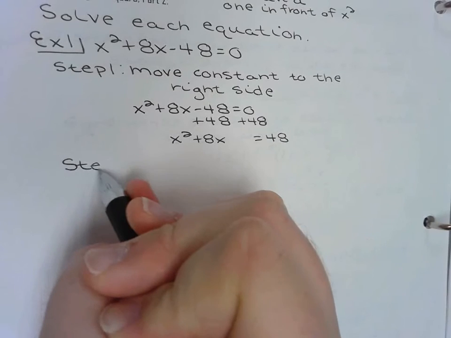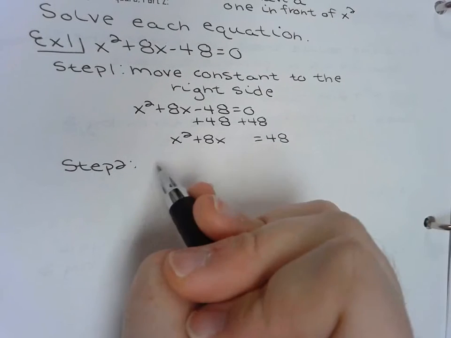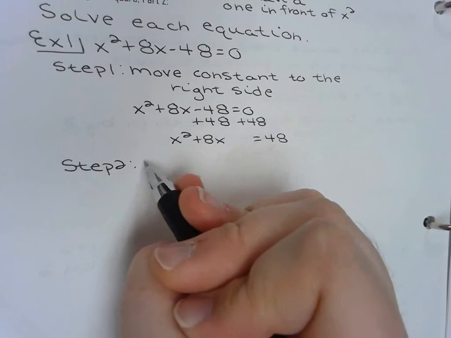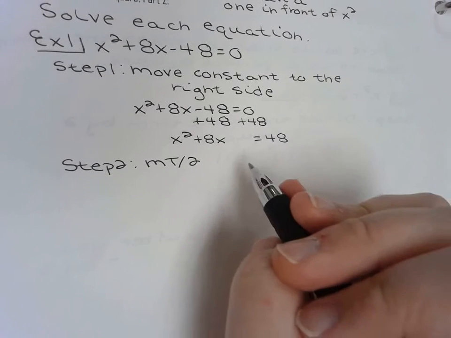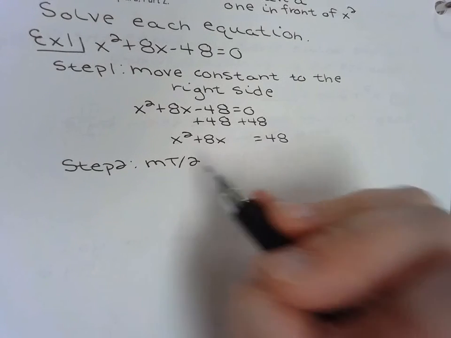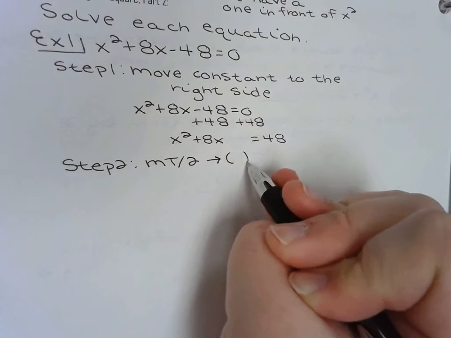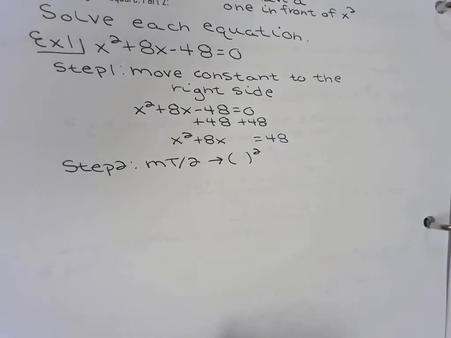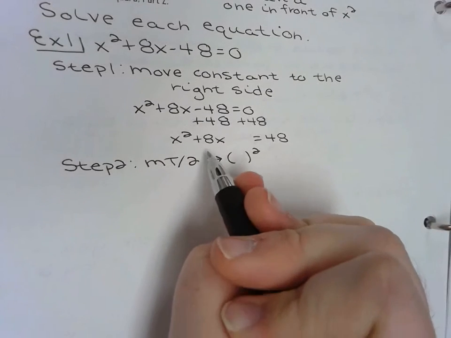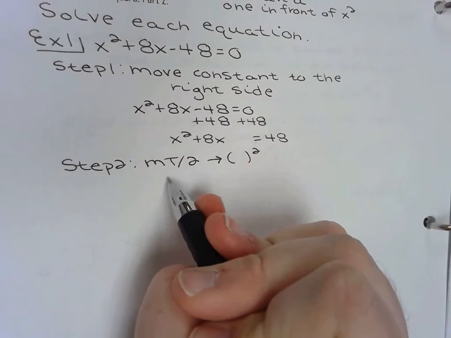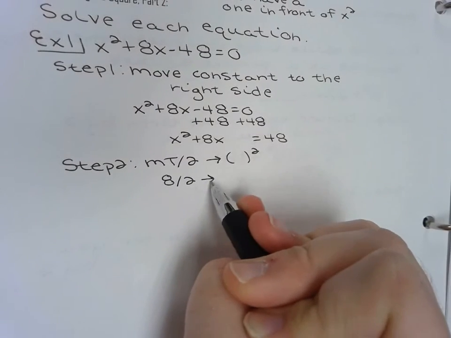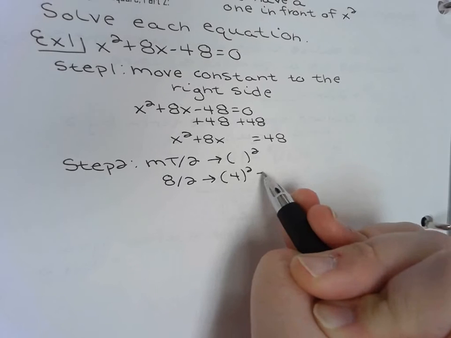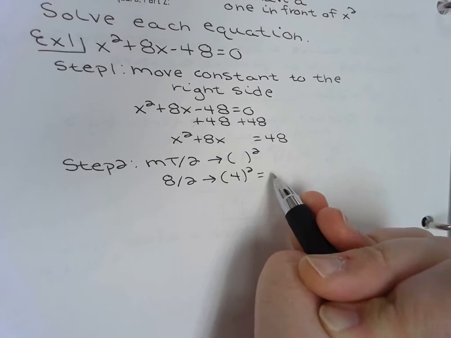So step 2: we are going to take the middle term divided by 2, and then squared. This is what we did in part 1, so I'm not going to write it all out, because it's like what we did on the page before. What's the middle term? 8. 8 divided by 2. You just did it in your head. 8 divided by 2 is 4. 4 squared is 16.